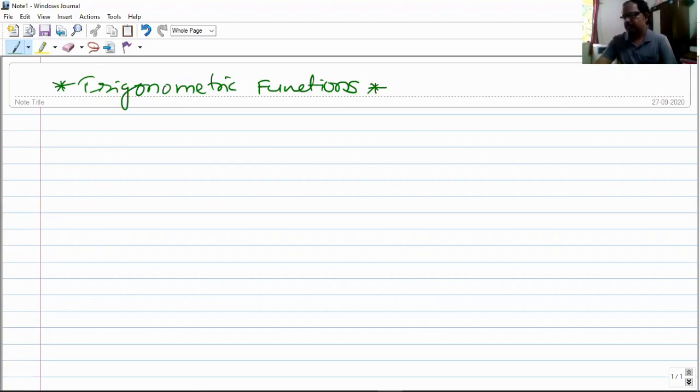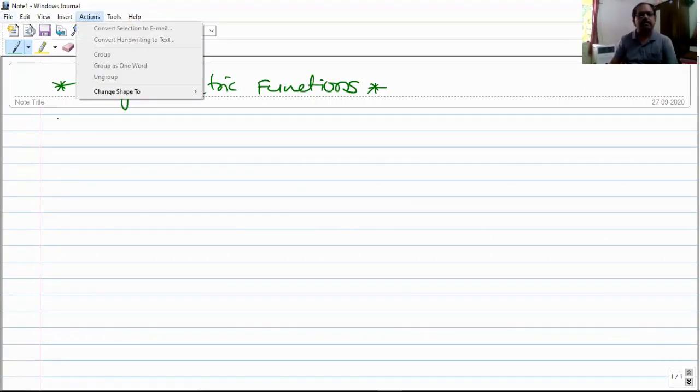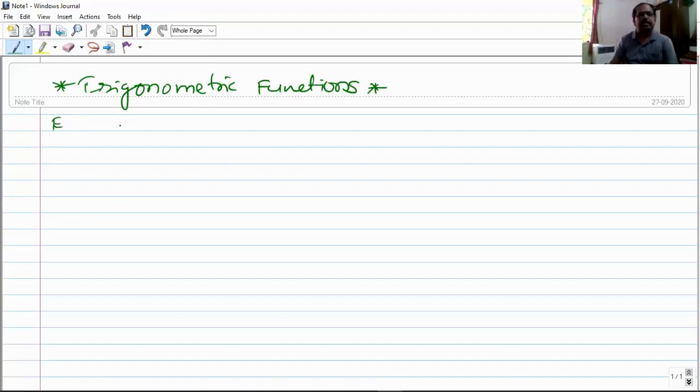Some different examples. The examples are like this. In triangle PQR, I will just note an example. In the example you are given triangle PQR, right angle at Q. And you are given PR plus QR equal to 25 centimeter, and along with that you are also given PQ equal to 5 centimeter. So you need to find the value of sin P, cos P and tan P.